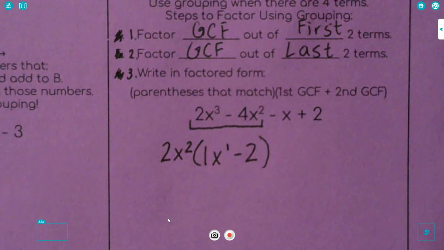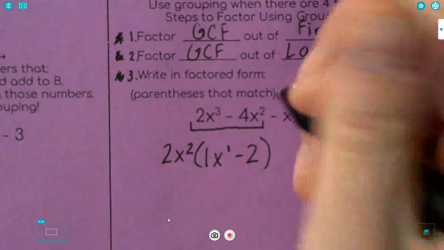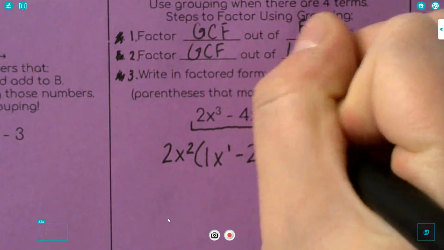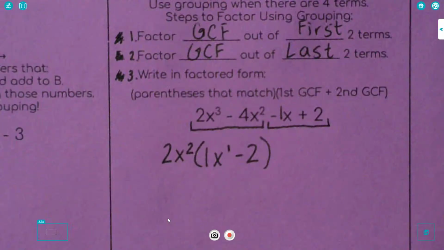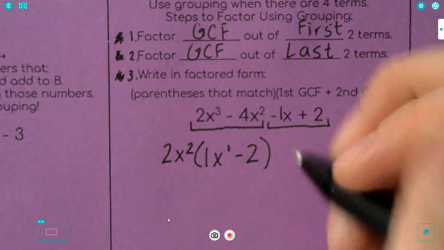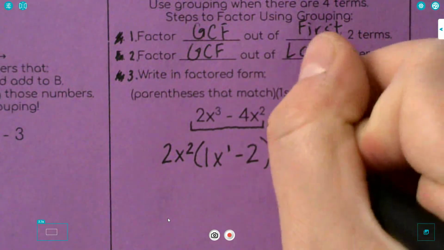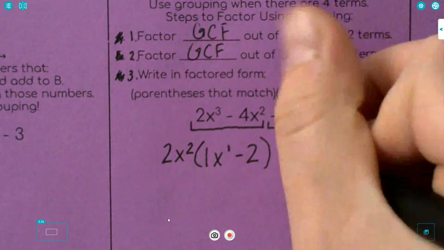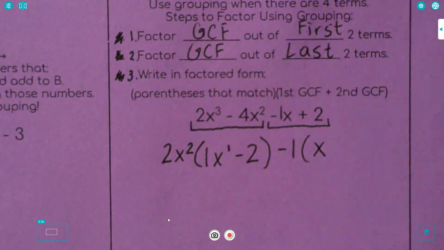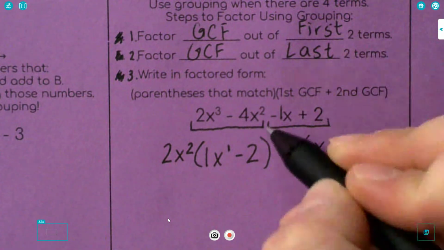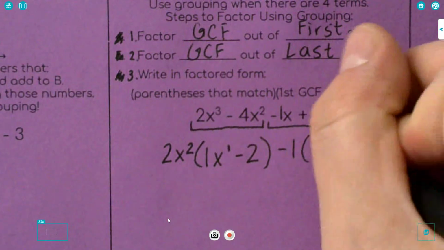Okay, is there anything I can divide out of negative 1x and positive 2? So the only thing I can divide out is a 1, and in order to leave behind the same thing, I need to divide out a negative 1. So my second GCF is going to be negative 1. So negative 1x divided by negative 1 leaves behind a positive x. 2 divided by negative 1 leaves behind a negative 2.